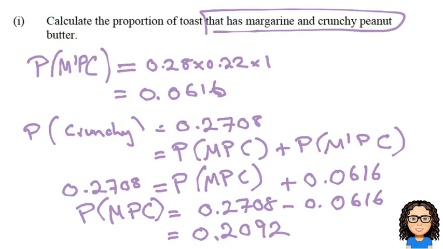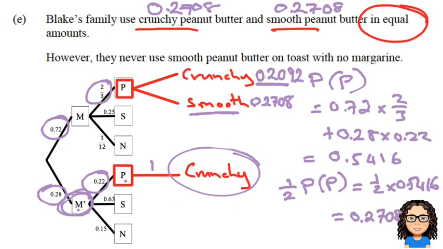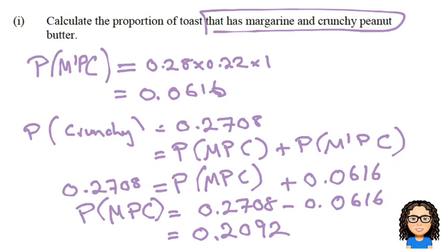So if you are able to get to this value of 0.2708, then that gets you through to the merit level. If you're able to go on and find the crunchy peanut butter here with margarine, then that would get you through to the excellence level.